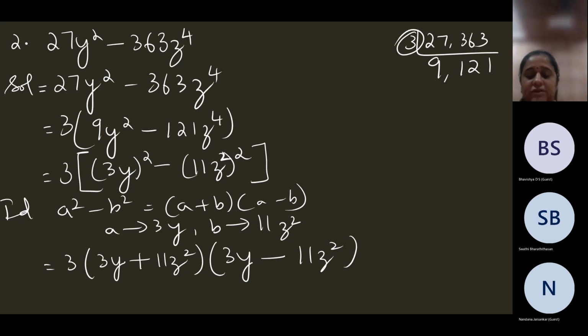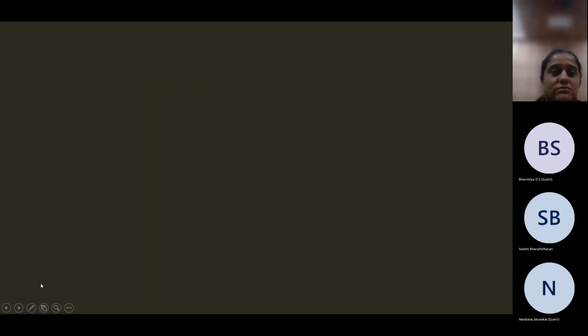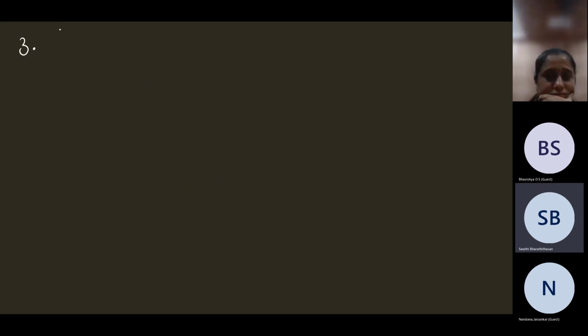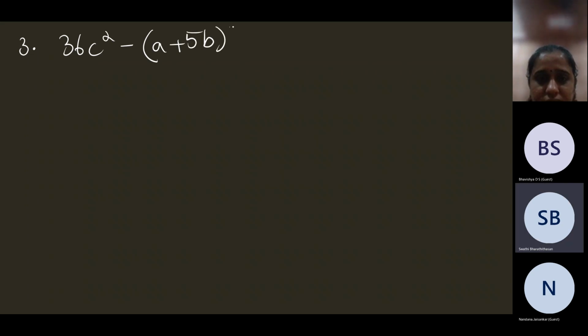Understood, ma'am. Very good. Sure, Bhavishya? Okay. Yeah, the third one, children. Ma'am, 36 C square minus, ma'am, in the brackets, A plus 5B, the whole square, ma'am. That's all? Yes, ma'am. Okay.